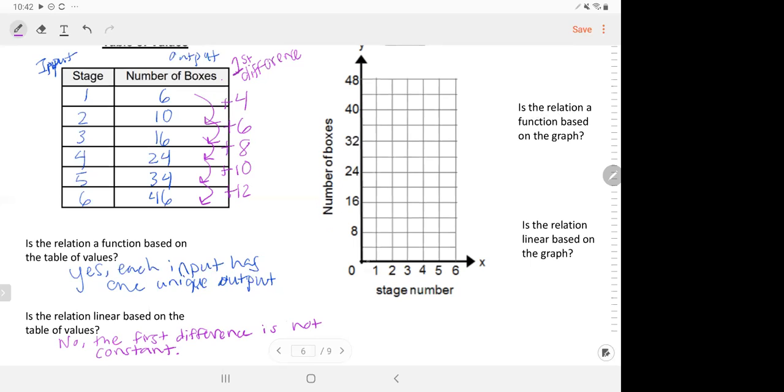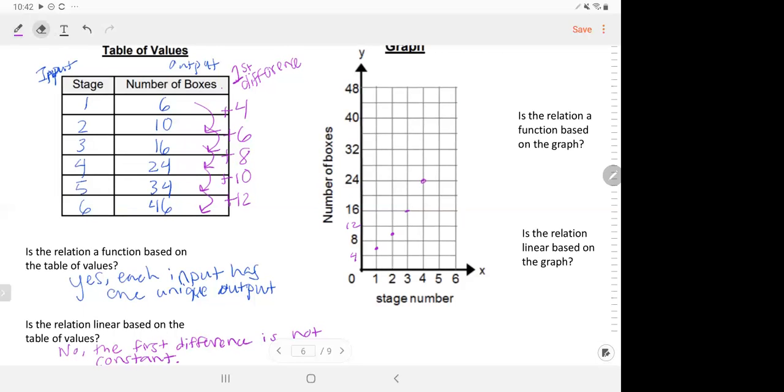Now we're going to graph. So let's go ahead and just graph first. Stage number 1 would have 6 boxes, and this looks like it's going up by 4, 8, 12. So if I have 6, it's going to be right here. Stage 2 would have 10. Stage 3 would have 16. 4 would have 24. 5 would have 34, and 6 would have 46.